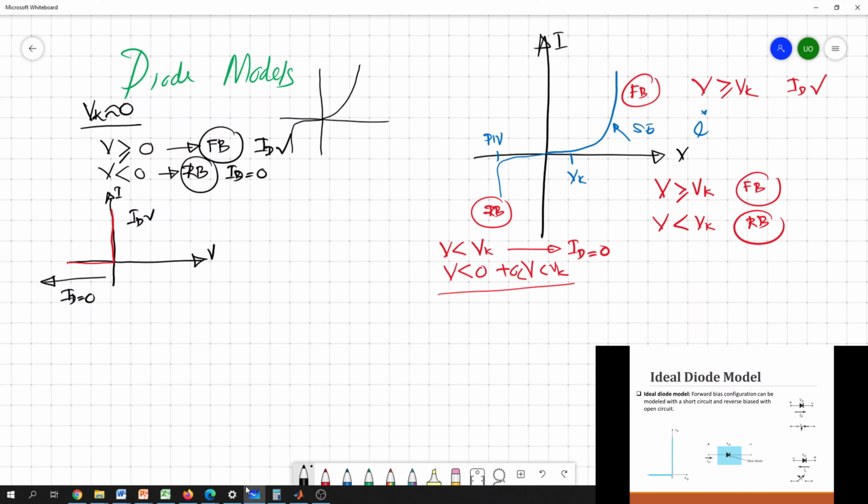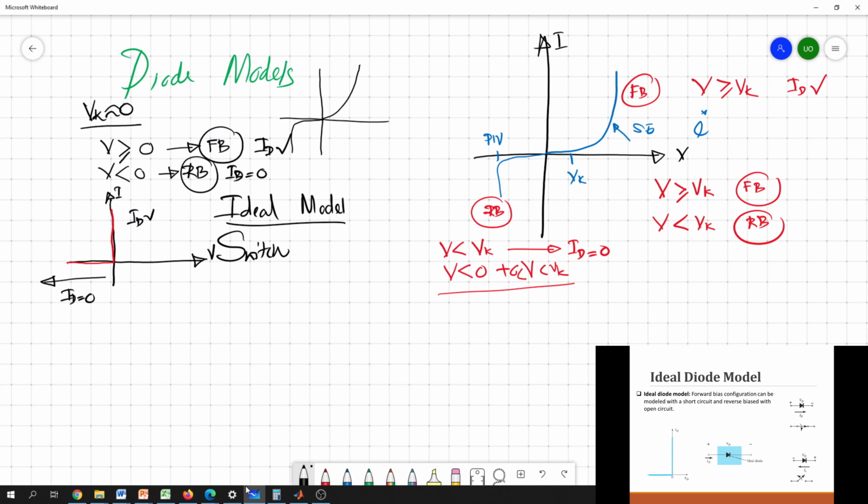So this particular model is identified as the ideal model. In the ideal model, this is the characteristic curve. So this is the VI characteristic. It's something like a very simple switch. So once you apply a voltage, the switch is on. Once you apply negative voltage, the switch is off. So this is the ideal model.